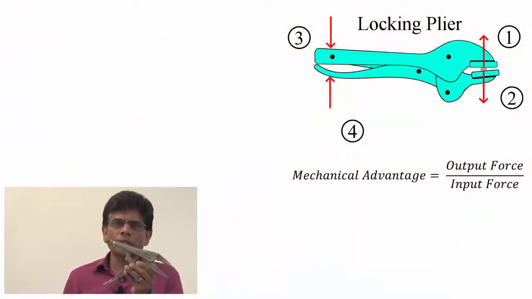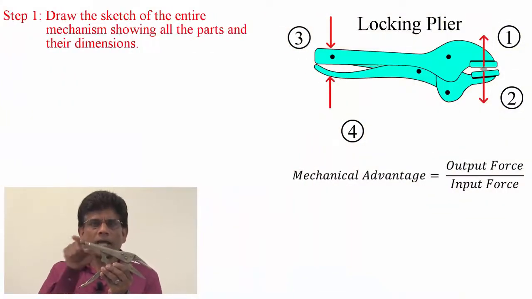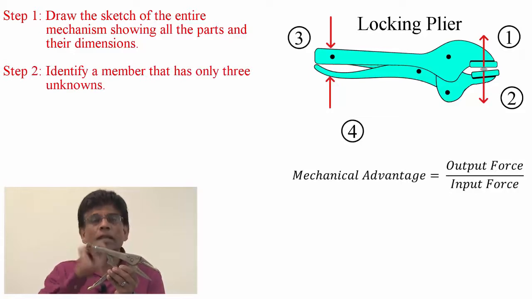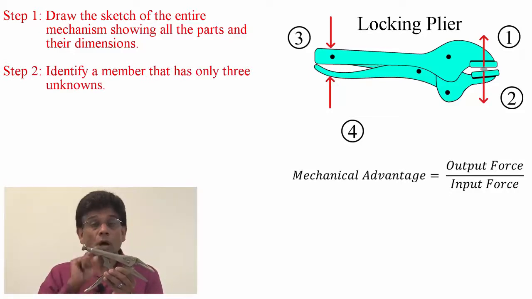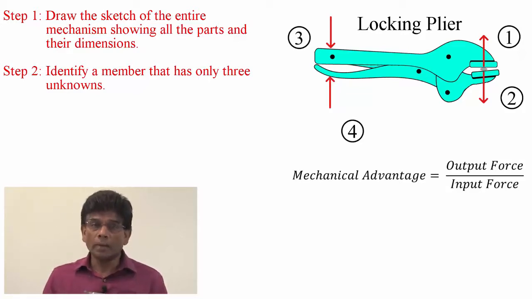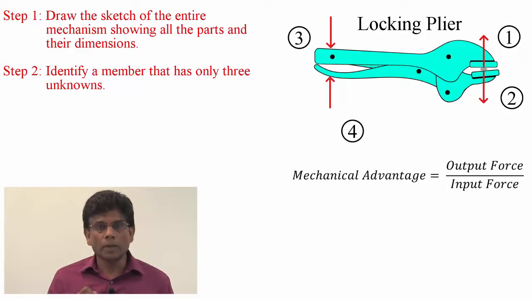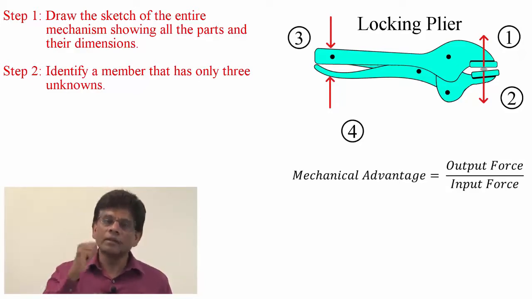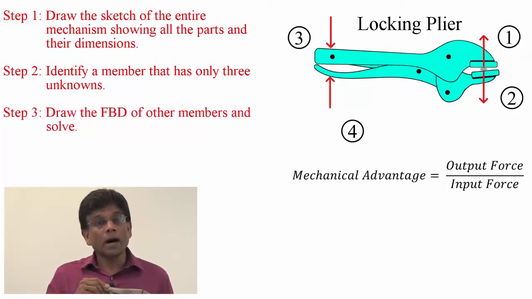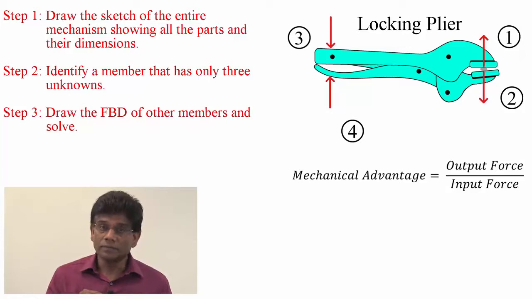So the steps to solve such problems are: draw the sketch of the entire mechanism showing all the parts and their dimensions. Identify a member that has only 3 unknowns. Draw the free body diagram of that member and solve. Remember, this is a 2D rigid body problem, so you will have 3 equations and you can solve for 3 unknowns. Step 3, draw the free body diagram of other members and solve.